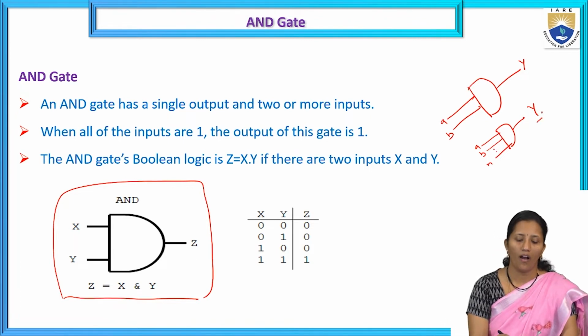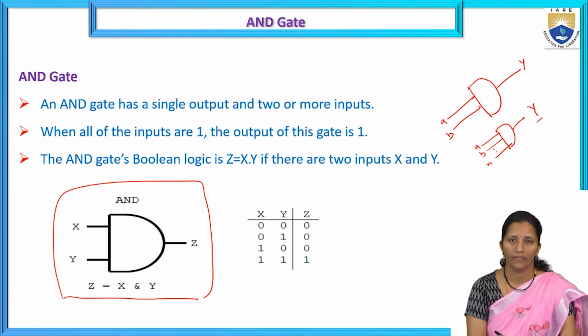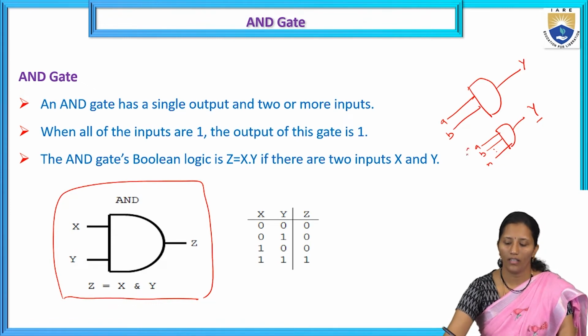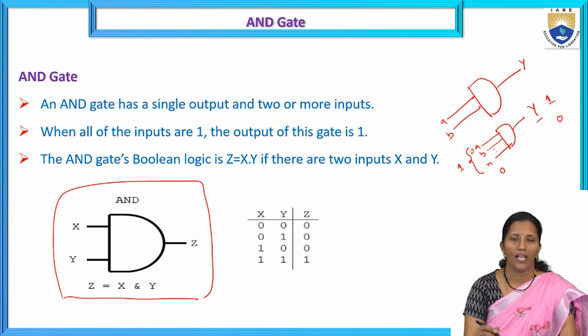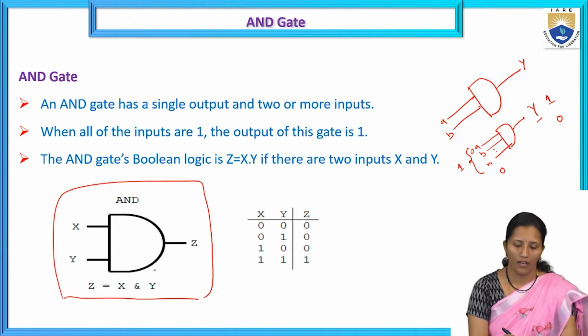Whatever inputs we apply to the AND gate, if all inputs are 1, you will get the output as 1. If any one of the inputs applied to the AND gate is 0, then the output will be 0. This is the main logic behind the AND gate.